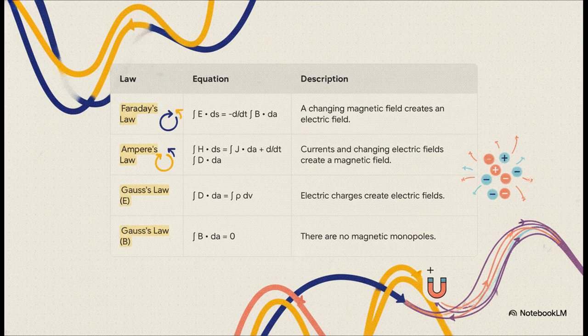And the other 2, Gauss's laws, they just add the details. They basically say electric fields come from charges, but magnetic fields always loop back on themselves. So you can't have a north pole without a south pole. No magnetic monopoles, as they say. The universe just doesn't allow it.